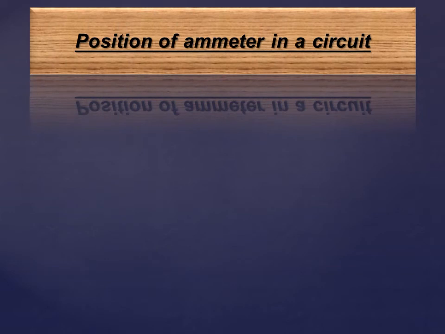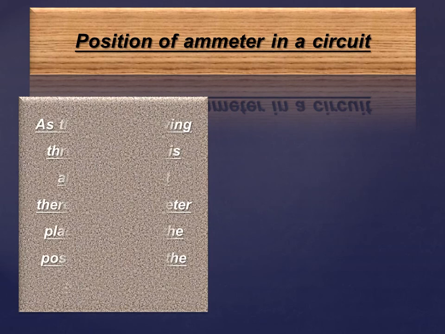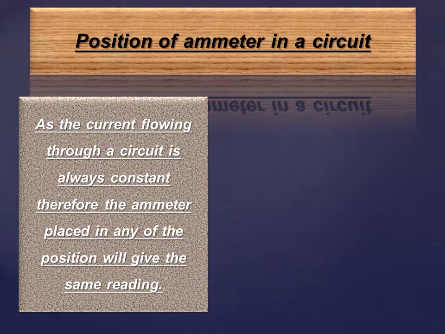What is the best position of an ammeter in a circuit? As the current flowing through the circuit is always constant, it means the same current passes through the components of an electrical circuit. Therefore, the ammeter placed at any position will give the same reading.